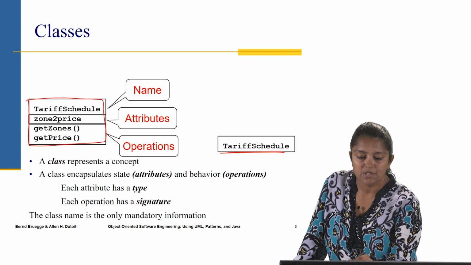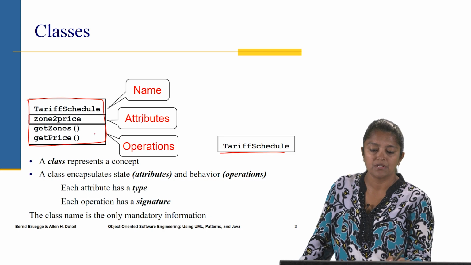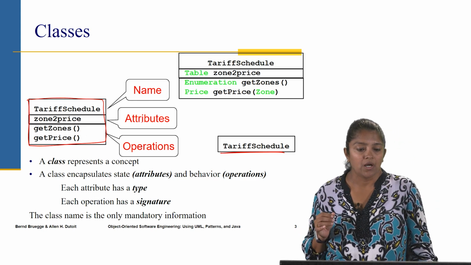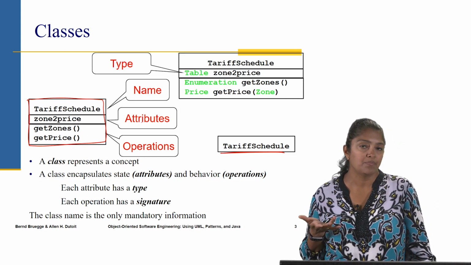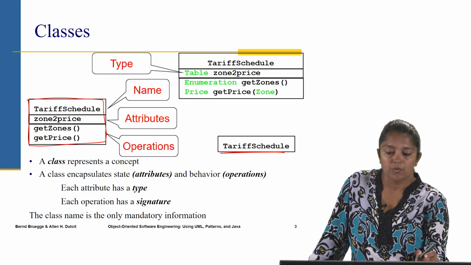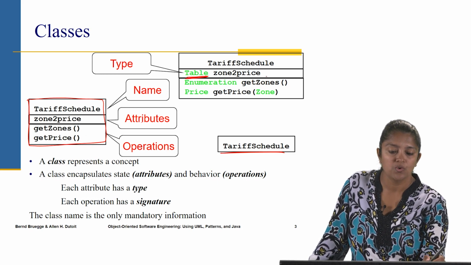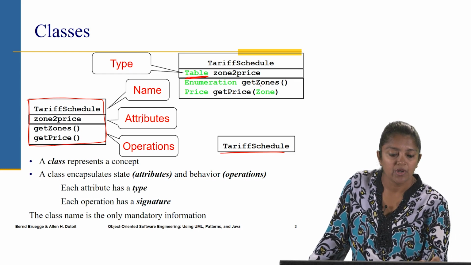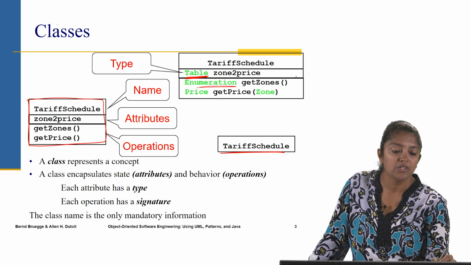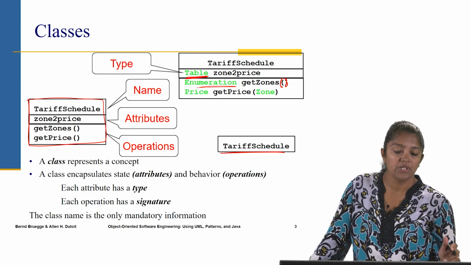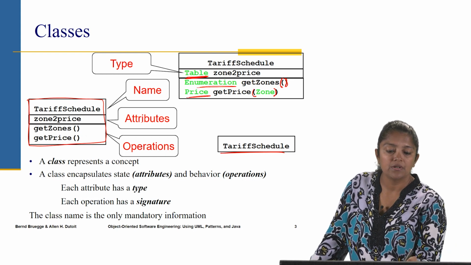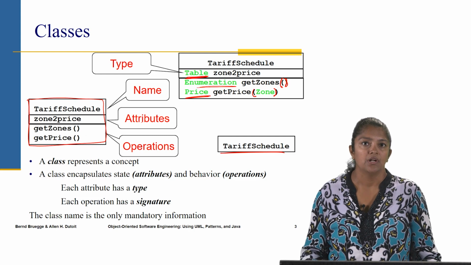So here the notation is shown. Like I said, the first part is the class name, the second part is the attributes, and the third part lists all of the operations, or the behavior, for that class. Specifying the type is optional, but it's always a good idea to specify that in detailed design. So for each of the attributes, the data type is specified. Zone to price is of type table. Then we have the operations, and the signature for the operations is specified. Get zones returns an enumeration, and it takes no inputs. Get price takes as input a zone value, and it returns a price. So that's the signature of the operation.